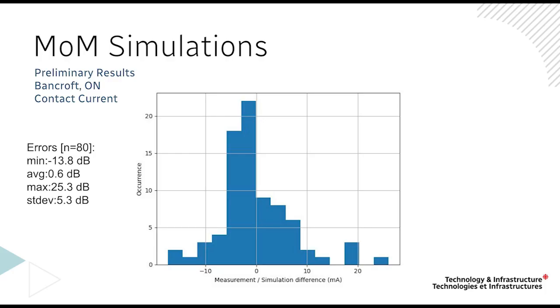And this is the result. As you see, it does a fairly good job at minimizing the error, because the average error is only 0.6 dB. But again, we're underestimating the contact current, and the worst case would be 13.8 dB. So that's a lot of dBs. For contact current not to exceed the limit, it would need to be extremely low based on our assessment. So we still have work to do, and that's why it's a work in progress.